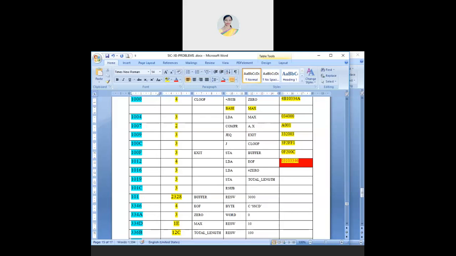Ma'am, LDA MAX also will change, no? Yes, LDA MAX also will change. But that will again be minus 0, only 0 will come, because this has one added. You'll get either 1 or 0. The difference will be 1 byte or just 0 bytes. Okay, so what was this answer now? E will change to F, and this will be changed to 7.